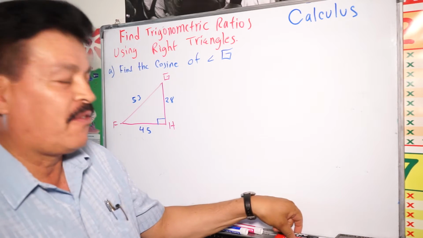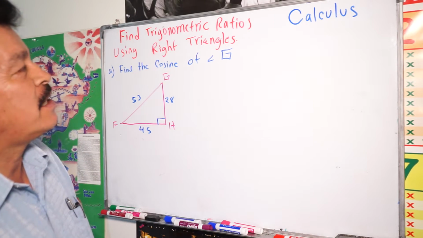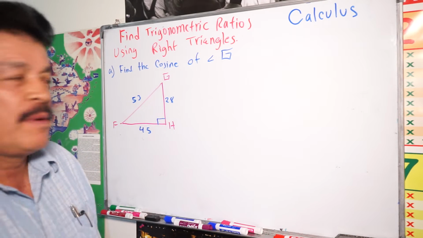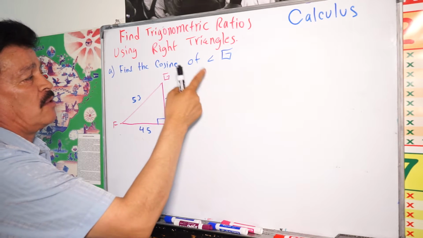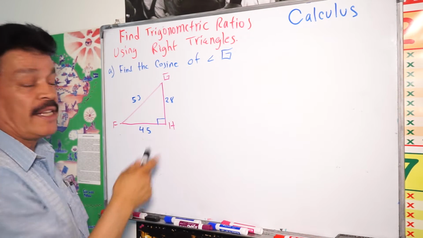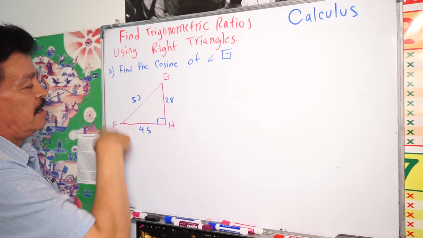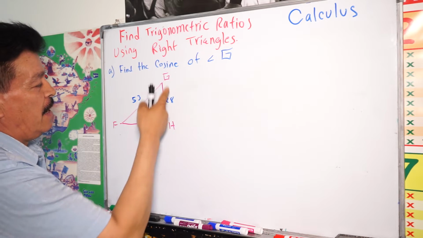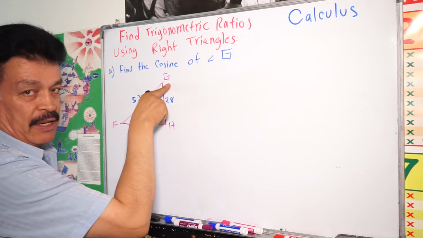Today our topic is finding the trigonometric ratios using right triangles. We have one problem here: find the cosine of angle G. We have this right triangle with these different sides, including the hypotenuse. We are talking about this angle G, okay?